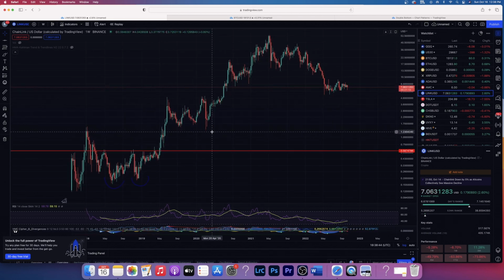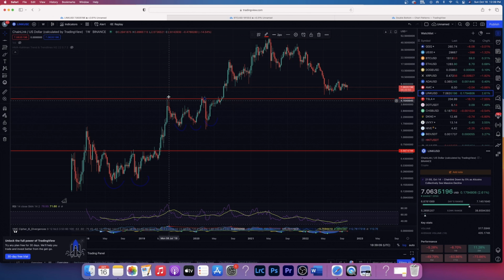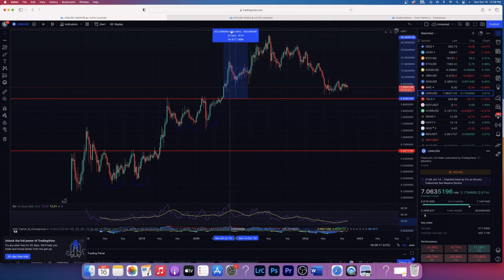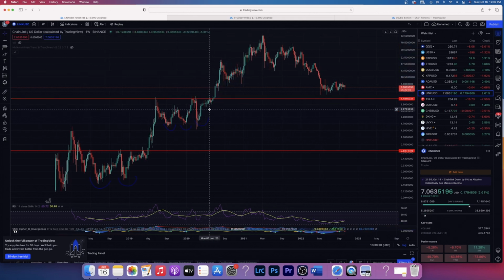Link also has an example of a triple bottom. So back here in August of 2019, Link was sitting around $1.70 to $1.80, and it had a triple bottom. It had a bottom right here, another bottom, it went up, came back down, triple bottom, and then once it broke that all-time high, which is right here and right here, it was off to the races again. It went up for an additional, to the top, roughly 1,000% gain right there.